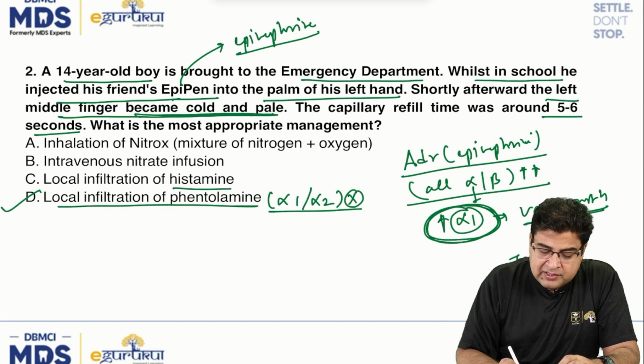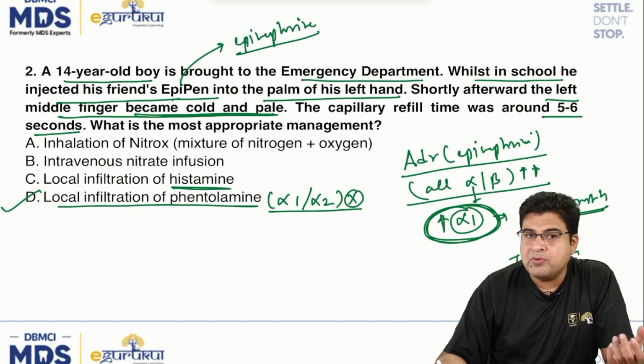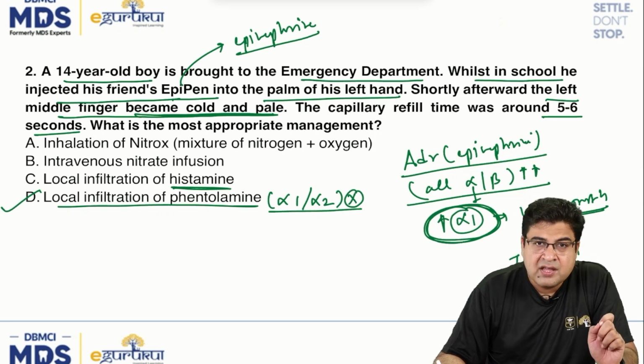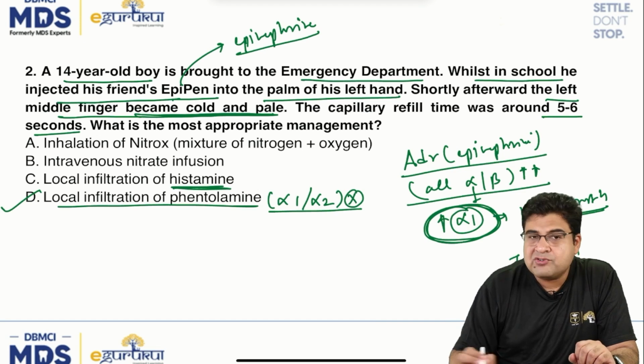Now histamine is a medicine. Histamine actually is not a medicine. Histamine is a chemical compound. If I inject this histamine at this place, histamine, although it can cause vasodilation, is not a very strong vasodilator.